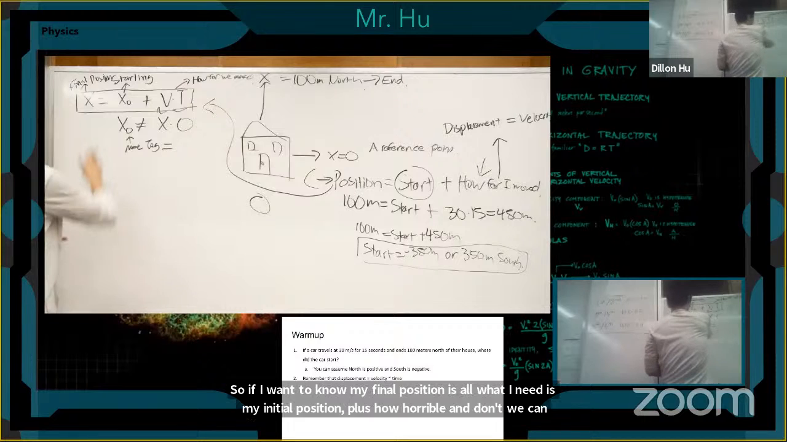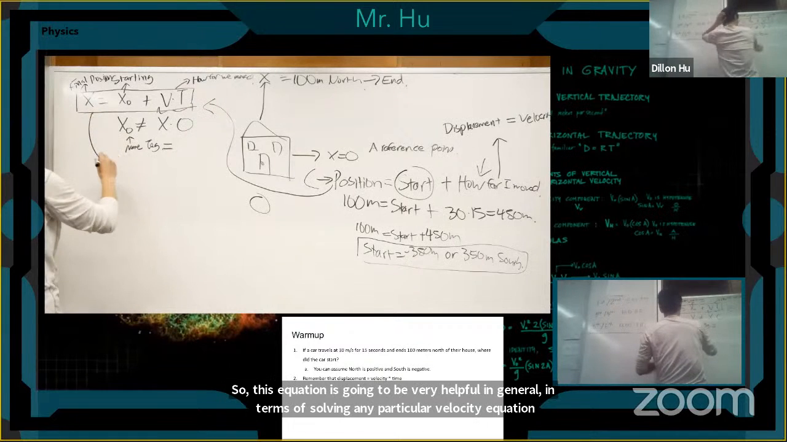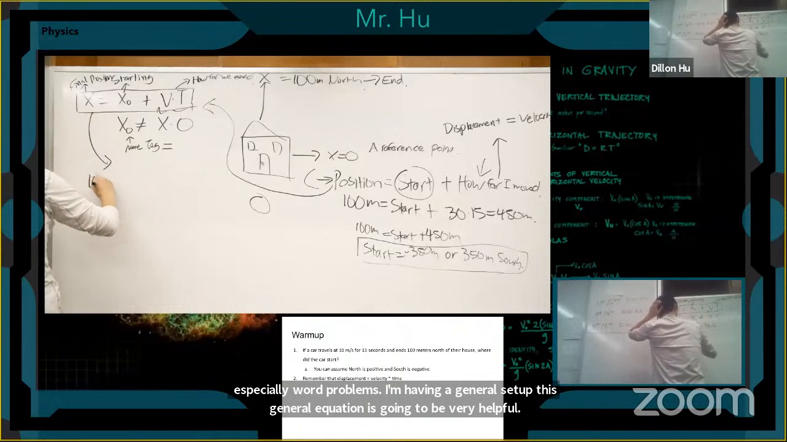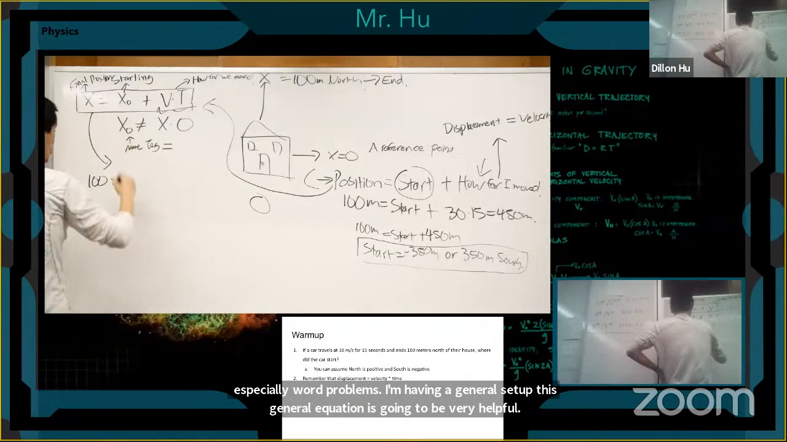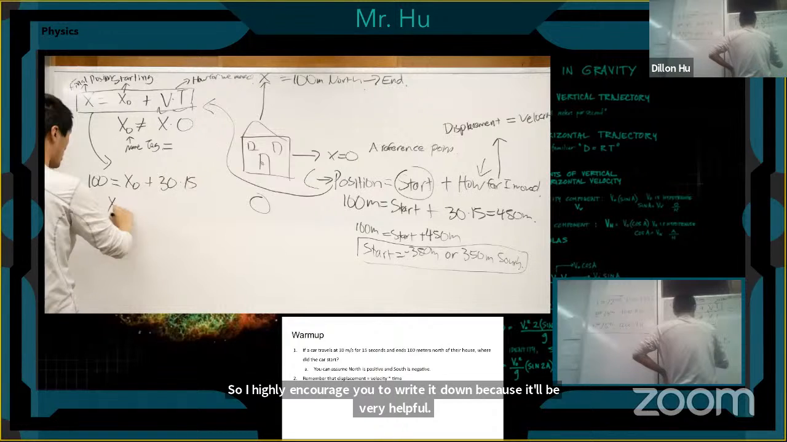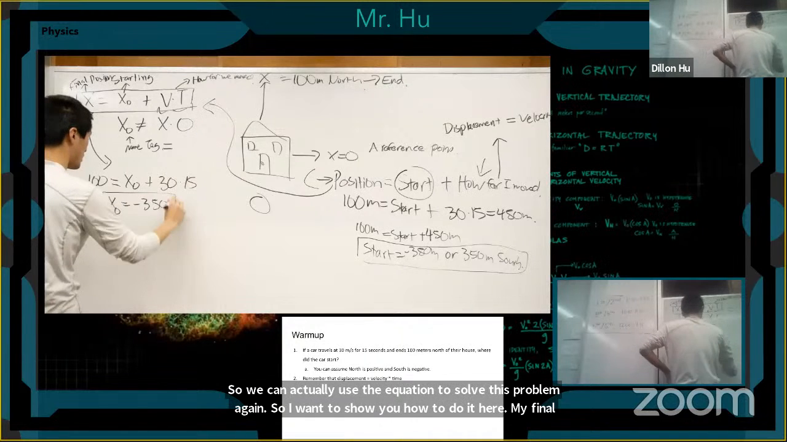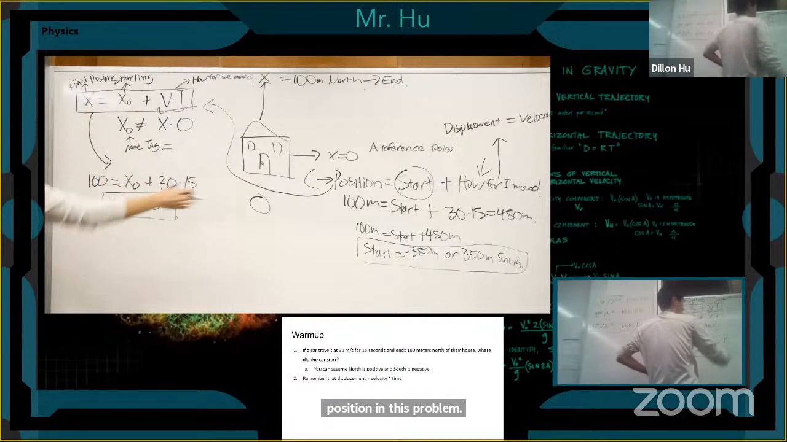So we can actually use the equation to solve this problem again. If I want to show you how to do it here, my final position in this problem, my x, is 100. My initial position, which we don't know, plus my velocity times time, which is 30 times 15. So if we do this out, we get that our x naught is negative 350. I think this is a very straightforward way of using an equation to solve this problem.